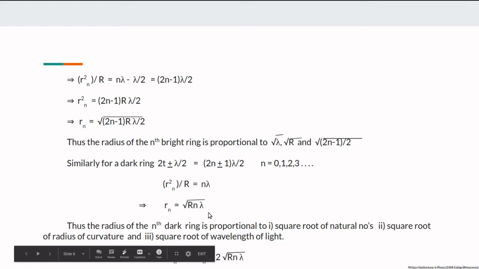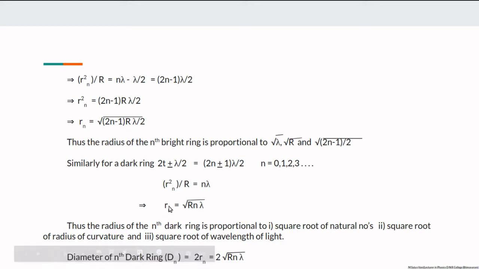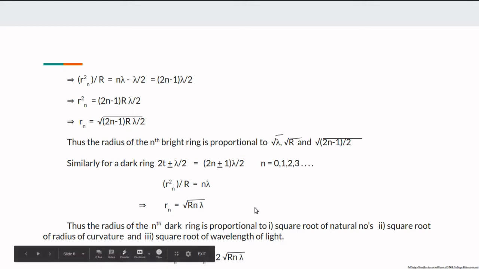r1 is to r2 is to r3 is equal to root 1 is to root 2 is to root 3 and so on. That means we can say that the ratio of the radii of dark rings in Newton's rings is in the ratio of square roots of natural numbers. Next, from this equation we can calculate the diameter. We know that diameter is equal to 2 times radius, therefore 2 into square root of R n lambda. That is about diameters of bright and dark rings.